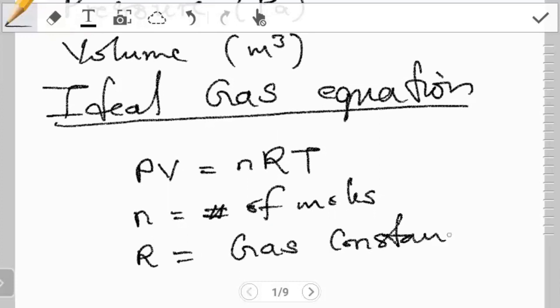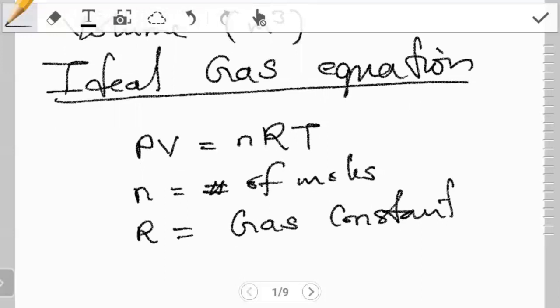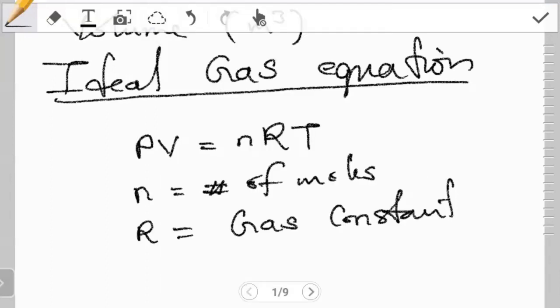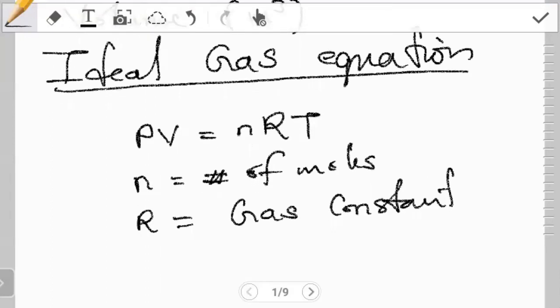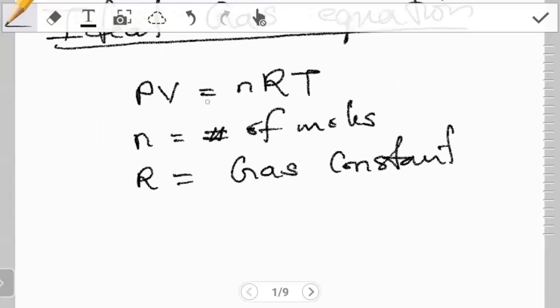Now, R can take different values depending on the units that you're working with. So look out for that as well. The values can change depending on the type of units that you want to work with. You want to make sure you're working with the right value. Don't just get a value that you're given and start using it. Make sure it matches the other units that you're working with. Okay, now PV equals nRT. That is the ideal gas equation. With this equation, these have to be in standard units, as we've already mentioned.